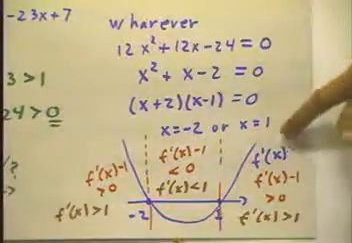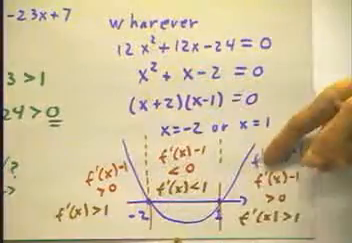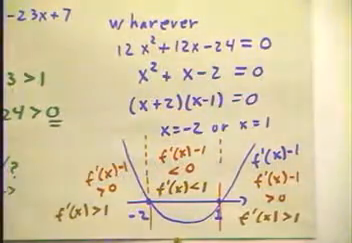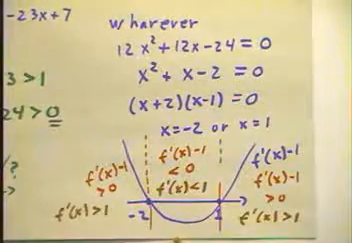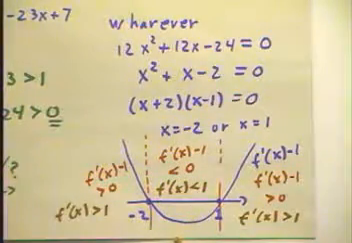Okay, and this here indicates that this is the graph of f prime of x minus 1. So this solves our equation. For x less than negative 2 or greater than 1, we have f prime of x greater than 1.